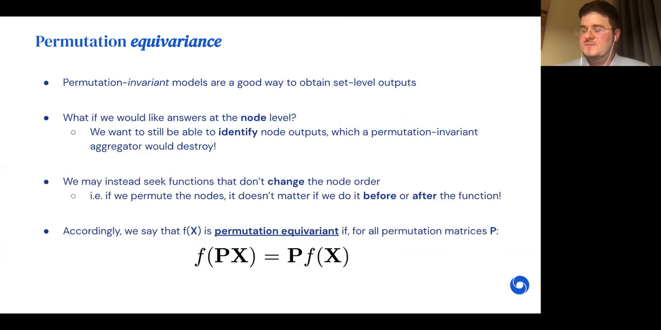If you want to not predict at the level of entire sets, but predict on the level of individual nodes, well, as we mentioned, permutation invariance is not necessarily what you want, because the invariance will destroy the identities of individual nodes. So instead, you might be interested in functions that don't change the order of the nodes. So if you permute them, it doesn't matter if you did it before or after applying the function. And this, once again, by directly following the blueprint, gives us permutation equivariance as a condition on the function f of x, such that no matter what permutation matrix I use, if I apply it before the function, it is the same outcome as if I first applied the function and then permuted. So if I have this concept, I can just stack a bunch of these equivariant layers to transform the information in my nodes.